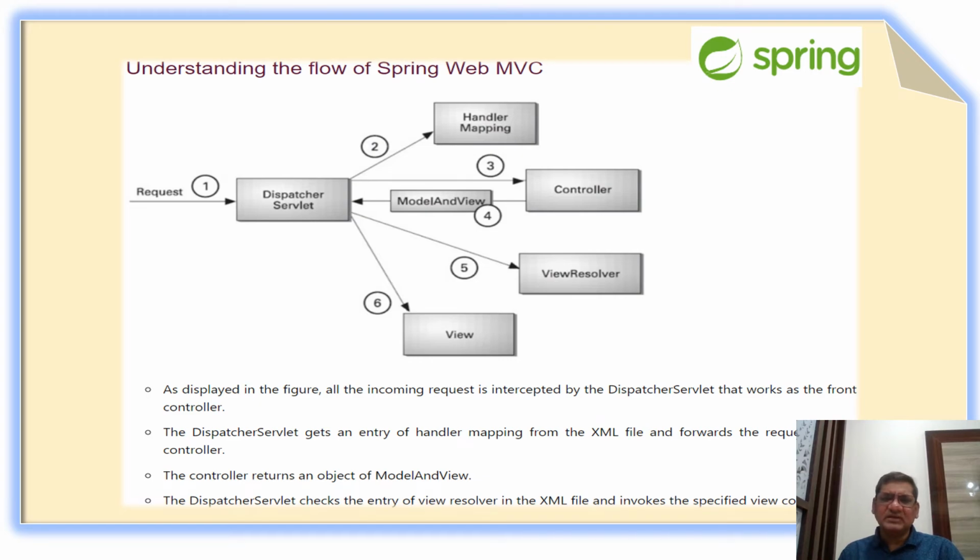On the screen, we can see the flow of Spring Web MVC. All the incoming requests are intercepted by the dispatcher servlet, which works as a front controller. The dispatcher servlet gets the handler mapping from the XML file and forwards that request to the controller. The controller returns an object of model and view. The dispatcher servlet checks the entry of the view resolver in the XML file and invokes the specific view. That's all about the flow of Spring Web MVC.